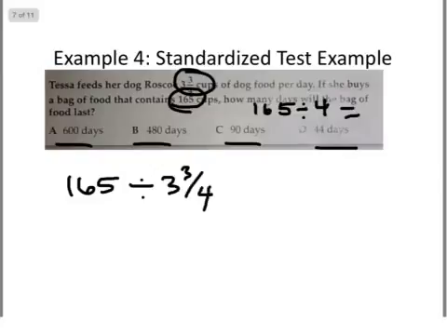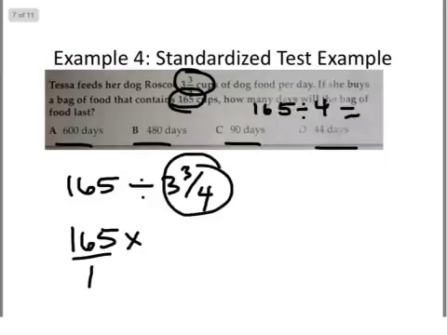So we end up with 165 divided by 3 3/4. What we'll do is take our 165, write it as 165 over 1, make it a rational number, and multiply it by the reciprocal of this. But to find the reciprocal, we first need to change the mixed number into a fraction. 3 times 4 is 12, plus 3 more is 15. So I end up with 15/4. But we need the reciprocal, so 4 over 15 is what we're going to use.